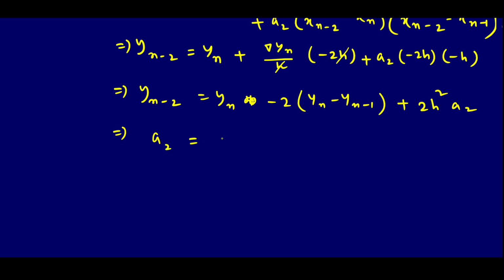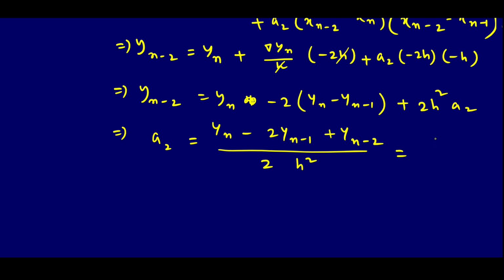So a2 will be how much? Our a2 will be yn minus 2yn minus 1, yn is cancelled out, so the yn minus 2yn minus 1, then plus yn minus 2, divided by how much? 2 and then h square. So it's exactly same as what? Newton's forward. So there we wrote delta square y naught. So it will be nabla square yn divided by 2 factorial h square.